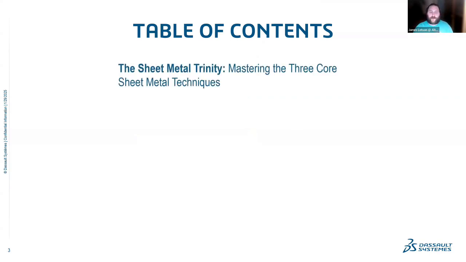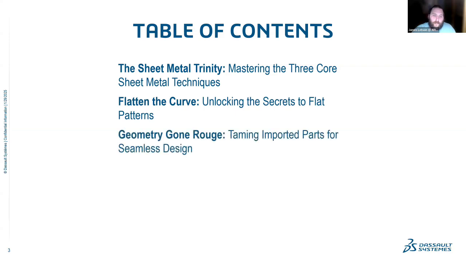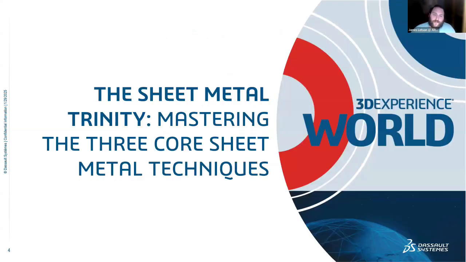The topics we're going to talk about, we're going to start with the sheet metal trinity, mastering the three core sheet metal techniques. We'll then move on to flattening the curve, unlocking the secrets to flat patterns. Third, geometry gone rogue, some tips for taming imported parts for seamless design. And finally, we will think outside the fold. We'll talk about some creative solutions using sheet metal features for things that you wouldn't typically think you could use sheet metal features for. So to get started, first topic, sheet metal trinity.